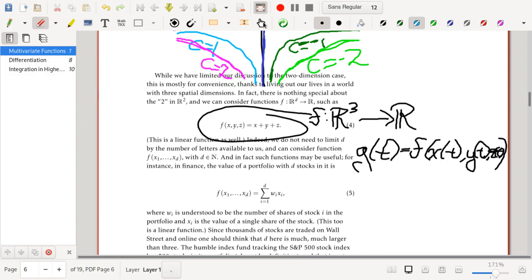Continuing on. The problem is that we can't visualize this, but mathematically there is no issue. There is nothing that was special in the mathematics about the number two. And similarly, what about three? Three is not that large of a number. Well, okay. Let's consider another function down here. Number 5, f of x1 to xd is going to be the sum from i equals 1 to d, and we have several coefficients multiplied with the variables in our function. Okay. There's nothing wrong with this.